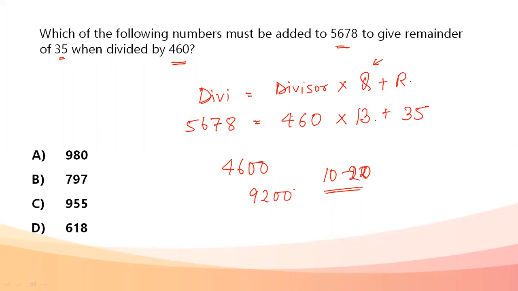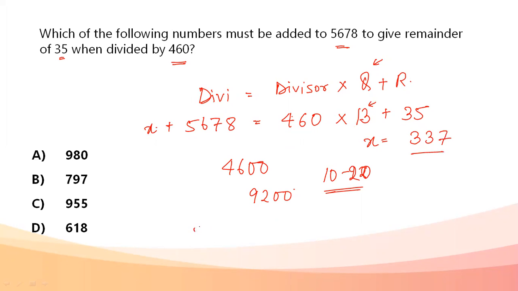Let's say it is 13. Which of the following numbers must be added? Let's say the number to be added is x. So x plus 5678 equals 460 into 13 plus 35. When you solve this, x comes out to be 337, not in the options. That means my quotient is not 13.